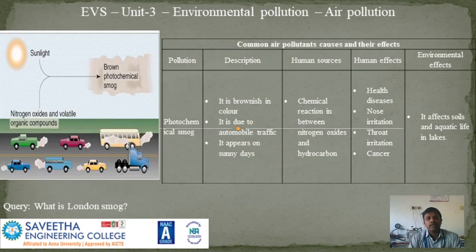And the other air pollutant we are going to see is photochemical smog. What is called photochemical smog? It is brownish in color. It is due to automobile traffic and it appears on sunny days. These are called photochemical smog.